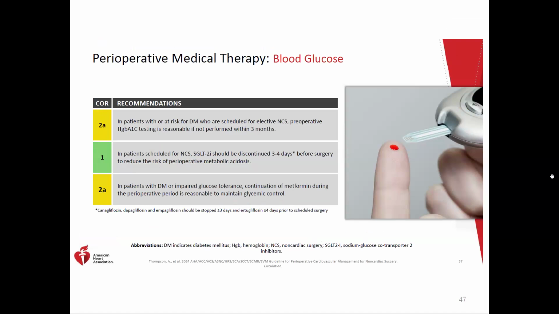Anyone know what an SGLT2 drug is? Trisha? Yeah. So we're going to have to change this as a department.